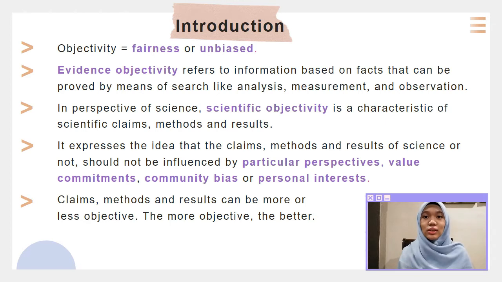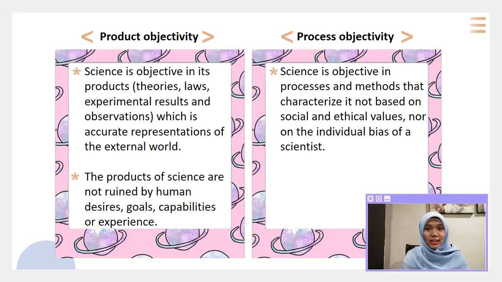Claims, methods, and results can be more or less objective. The more objective, the better. Understanding scientific objectivity is therefore central to understanding the nature of science and the role it plays in society. There are two understandings of objectivity, which are product objectivity and process objectivity.